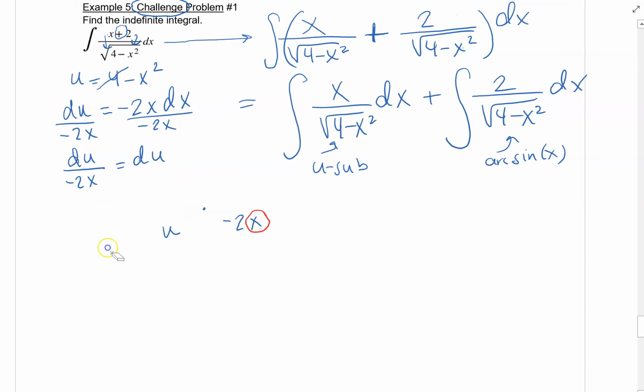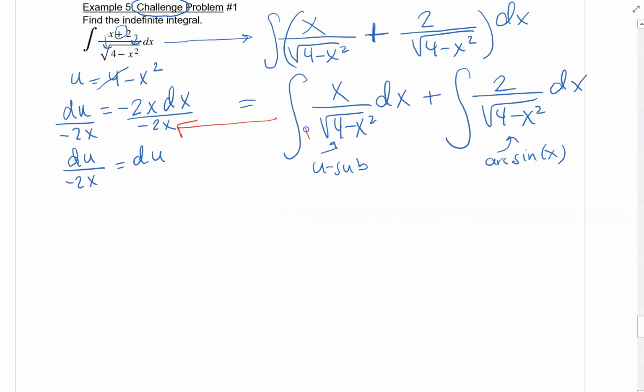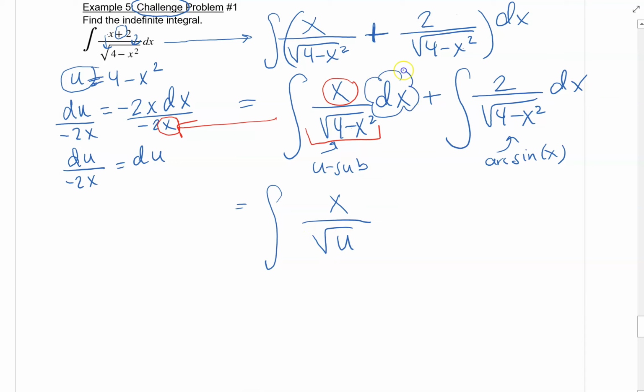Let me erase this part. So I can use this work over here on just this first integral because now my x will cancel because now I have a single x. So I'm going to replace my 4 minus x squared with u because I'm saying that those are equal. So I get square root of u. I'm going to replace my dx with du over negative 2x because I'm saying those are equal. And now my x's will cancel out, and this integral can be solved with this u substitution.